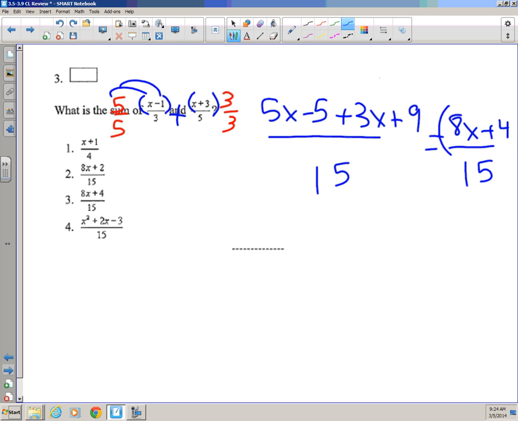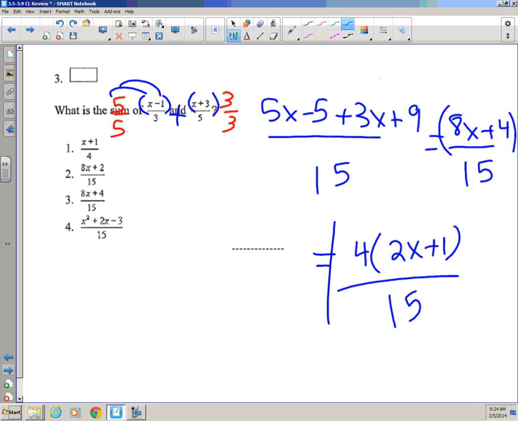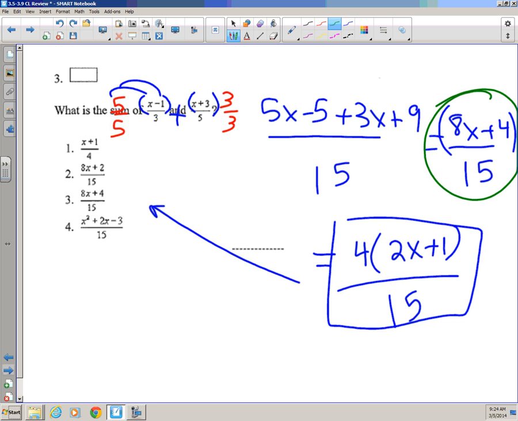I realize the top in this case is in parentheses, and I can actually GCF it. So 4 comes out, 2x plus 1 over 15. This is my most simplest form, but if you notice, that simplest form is not shown in the answer key. They didn't say to put it in simplest form, they just said what's the sum, and the Regents might sometimes do this. So this answer, before you simplified it, happens to be choice 3.